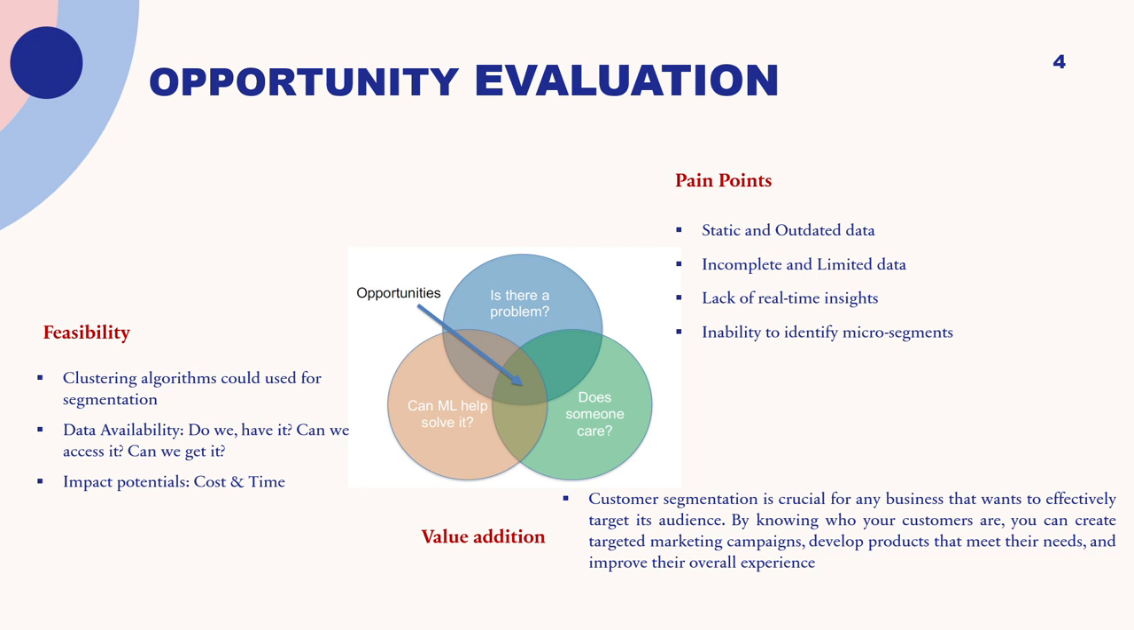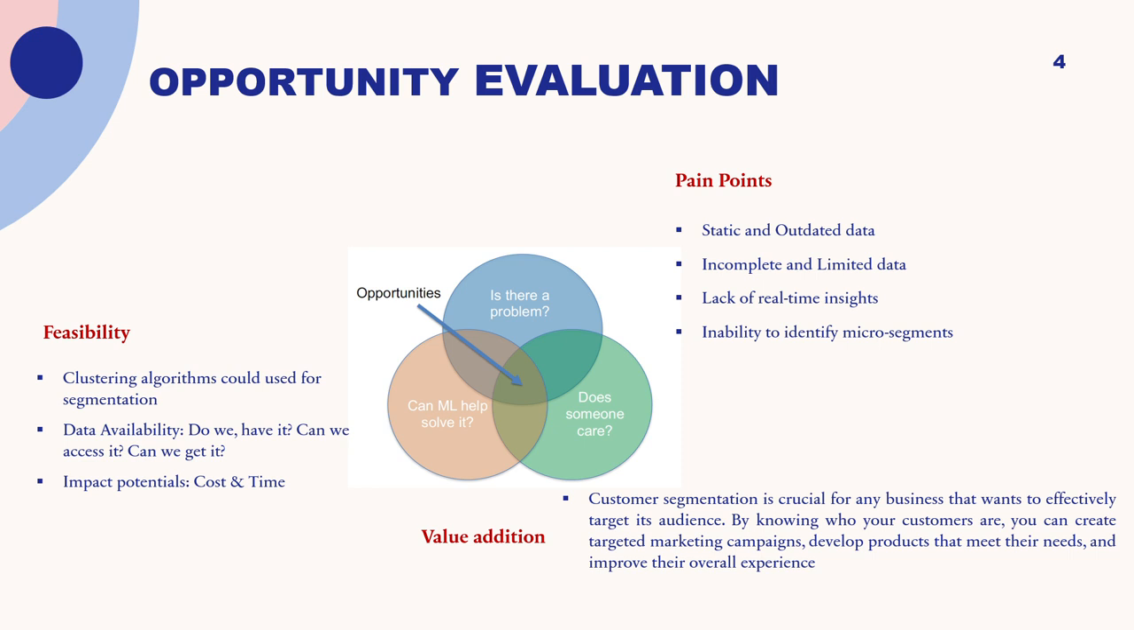These are some of the pain points. Moving to the feasibility side, organizations have historically used clustering algorithms effectively for identifying customer segments, so it is a feasible approach. Regarding data availability, yes, data is available. There is historical data, and sales data is available with the organization. We have access to that, and there are also other sources like customer feedback, surveys, social media, etc. The impact potential is also good here. The clustering approach is expected to help reduce cost as well as time. That's the feasibility side of it.